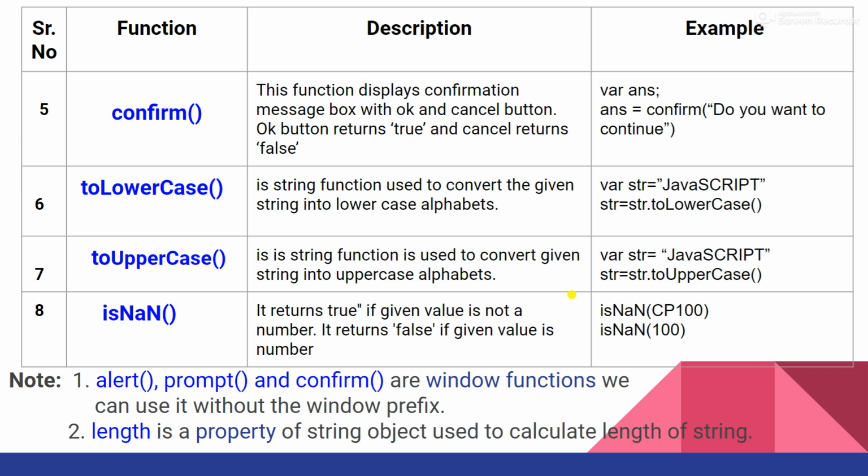That's it. Last function is what? isNaN, meaning is not a number. It returns true if the given value is not a number.